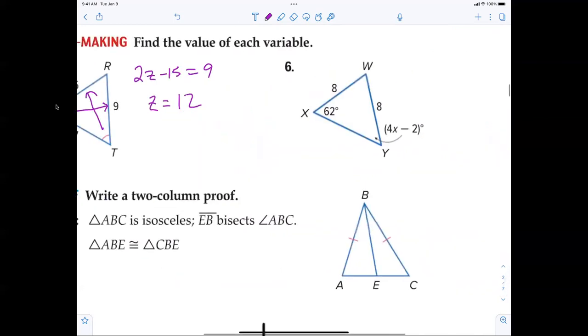All right, over here. Help me with number 6. Yes, 4x minus 2 equals 62. Thank you very much. So from there, we can just say 4x is equal to 64. So x is equal to what? 16. I'm pretty happy with that. Everybody good? Anybody have any issues?